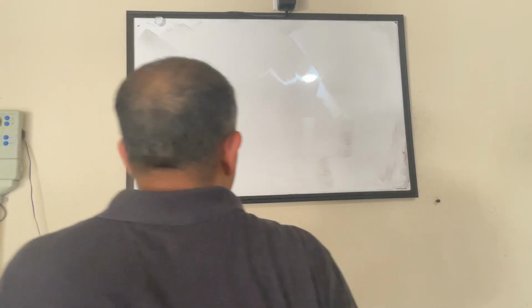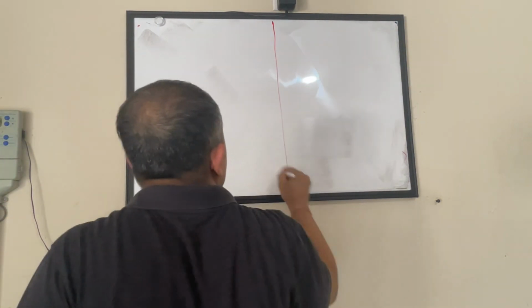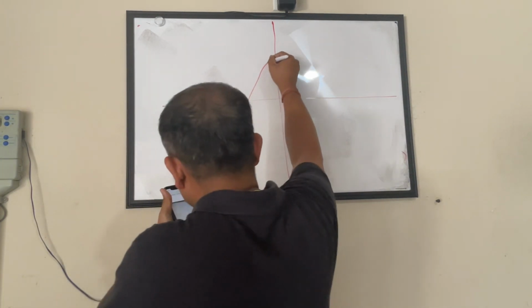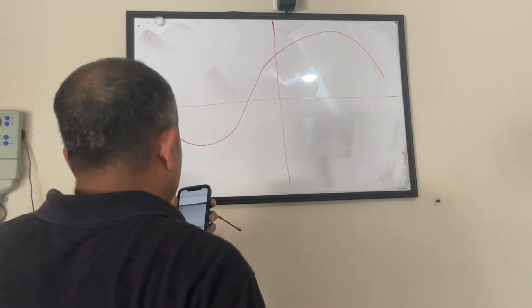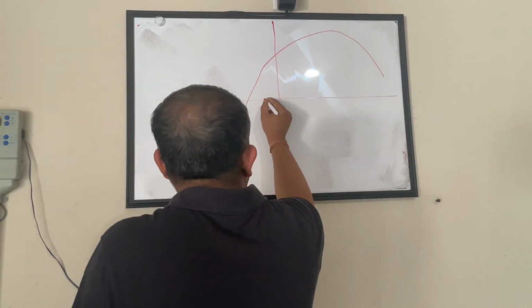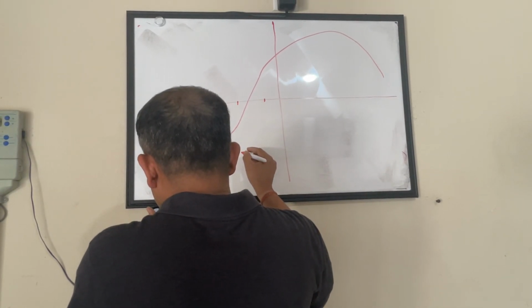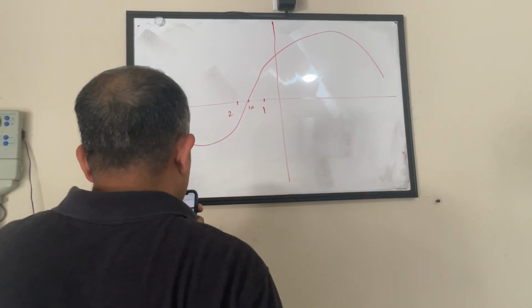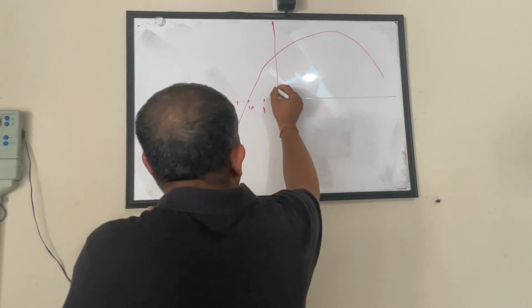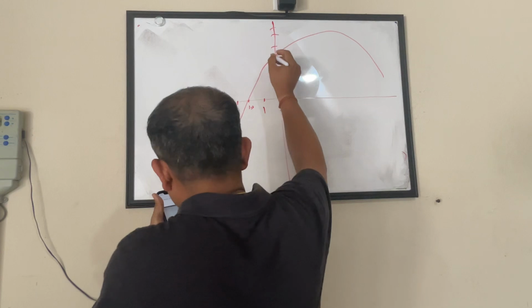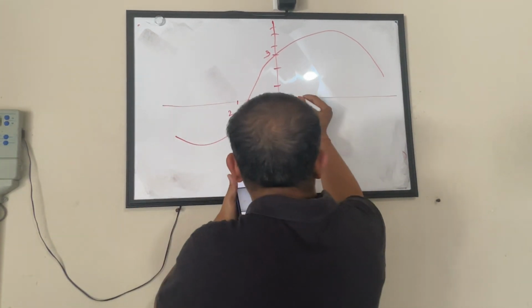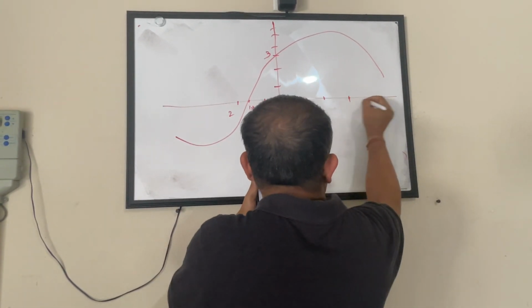Okay. This is the graph we have. And this is 1, this is 2, somewhere 1.5, and then 1, 2, 3, 4, 5, 6. This touches at 3. Okay. And then we have 1, 2, 3, 4.